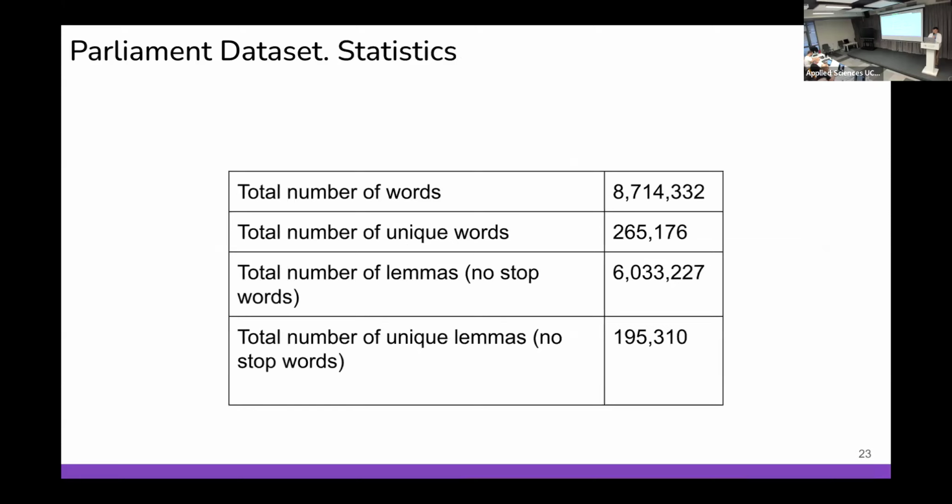Statistics of the dataset are next. Total number of words is approximately 8.7 million words. Total number of unique words is approximately 265,000. Total number of lemmas is approximately 6 million, and total number of unique lemmas is approximately 195,000.